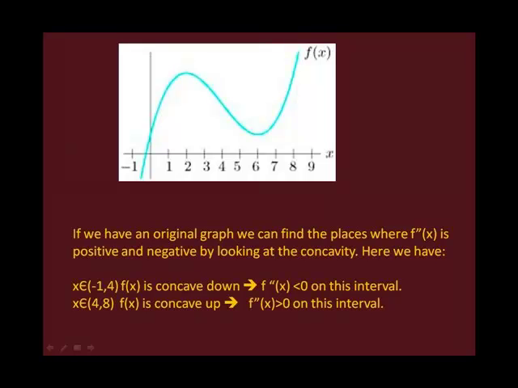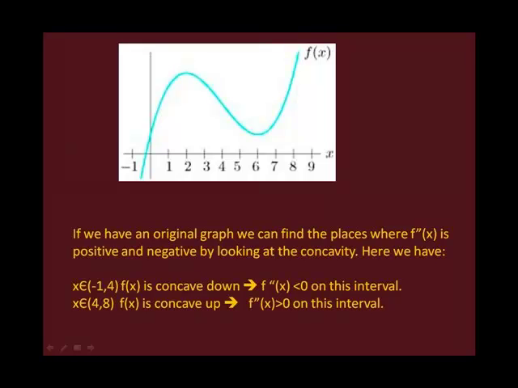So if we have an original graph here, how can we talk about the places where the second derivative is positive and negative? Well, we can do that by looking at the concavity. So here, we want to find wherever it's concave down. So again, it's going to be concave down when it looks like a hill. So between x equals -1 and approximately x equals 4, you can see that the shape of the graph is concave down. Therefore, the second derivative is going to be negative on this interval, because again, second derivative negative equates to concave down. This works in both directions.